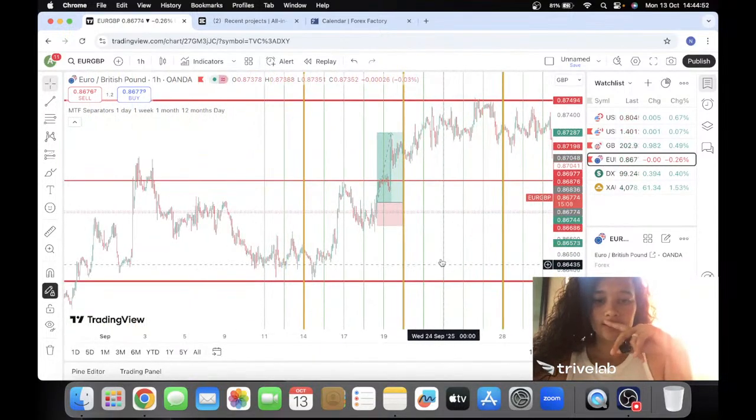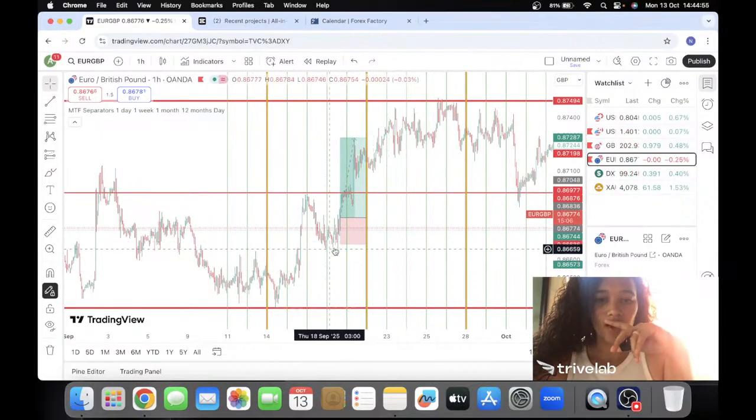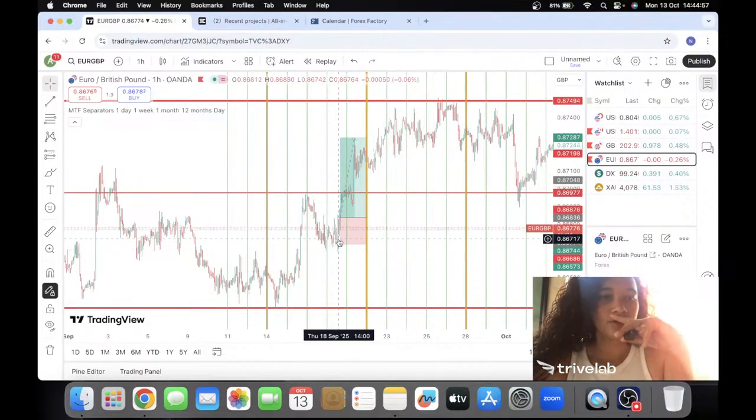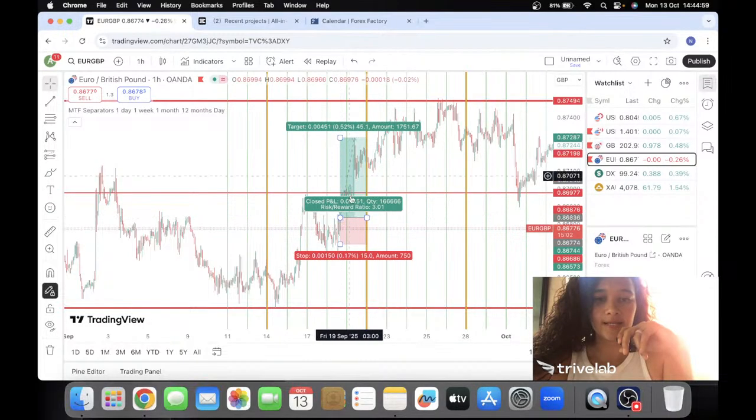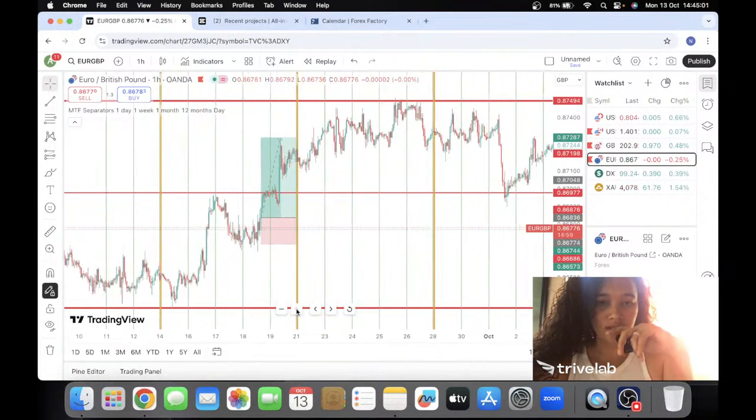Okay, let's look at this here. I had a nice clear Euro GBP, nice clean move. Let me zoom in a bit so you can see nicely.